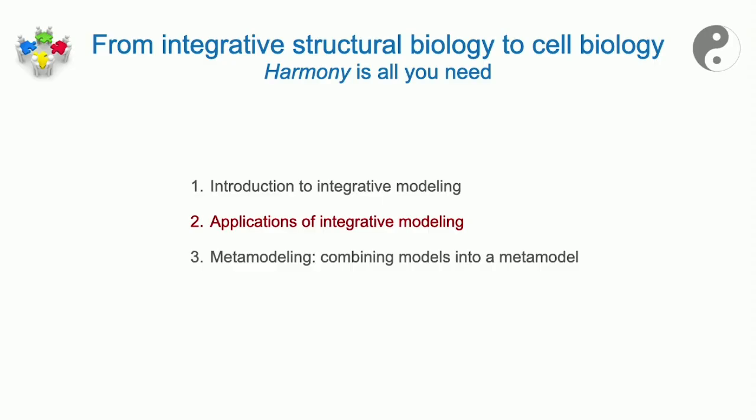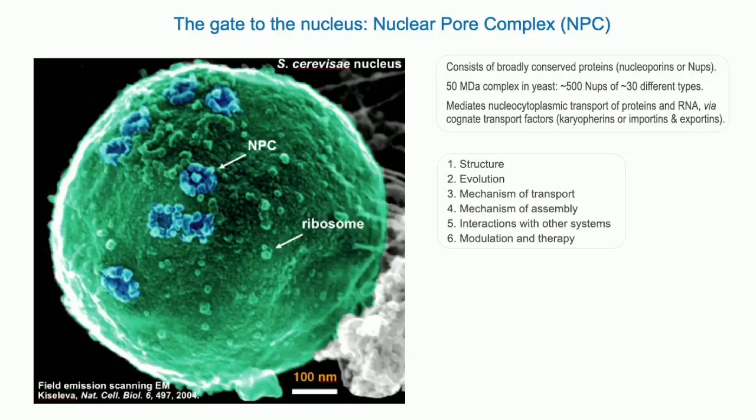Now I will briefly illustrate integrative modeling by outlining two applications. We'll be focusing on the nuclear pore complex, the NPC, which is a large protein complex. It's about 50 megadaltons in size in yeast. It consists of 500 or so protein copies, subunits, which are called NUPs, and they are of 30 different types. You can see an 8-fold symmetry in these images already. There's a symmetry in the system, which is why there are only 30 different types, but in total there are 500 proteins coming together.